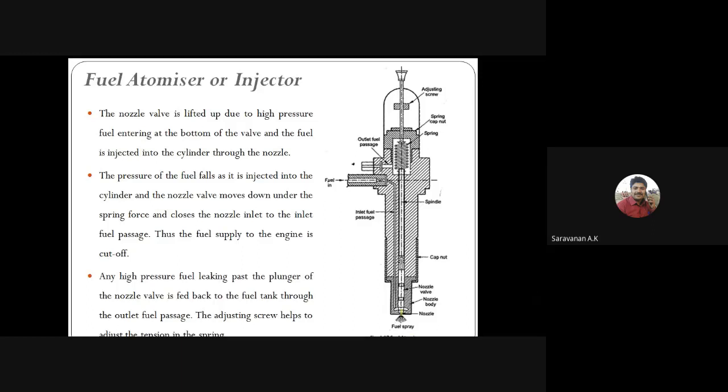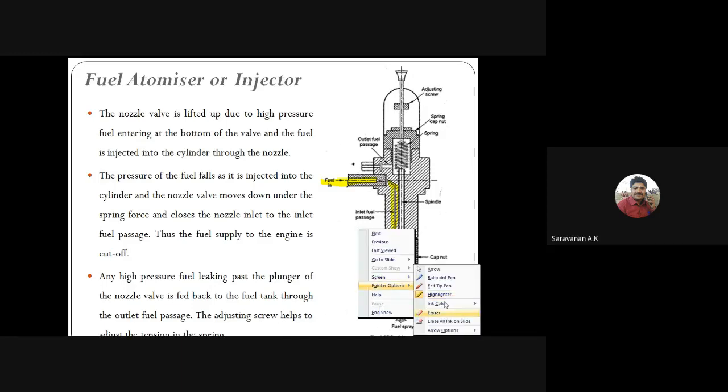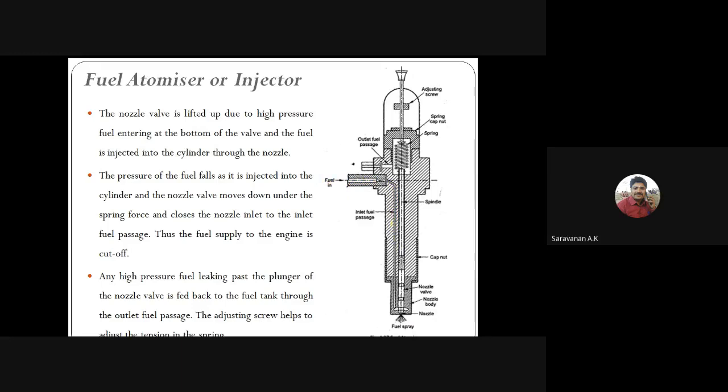So how it will work: the high pressure fuel from the fuel pump will come into this chamber. The high pressure fuel will come through this passage. You can see this passage. Are you able to see this passage? Here we have a valve, that is called the nozzle valve.